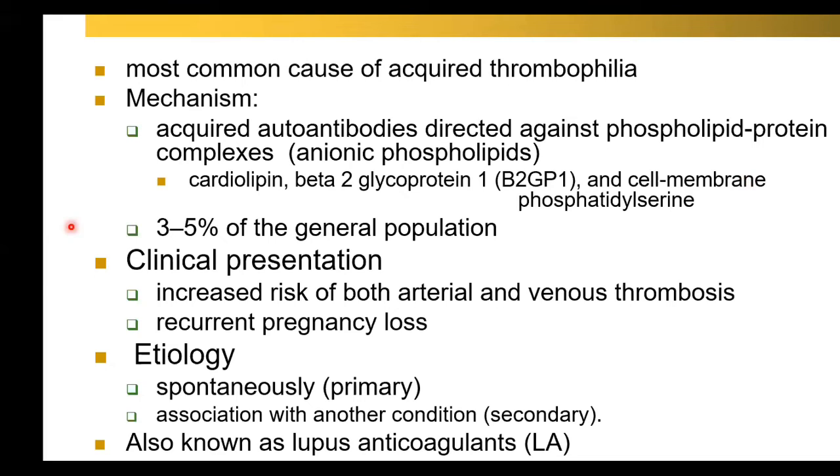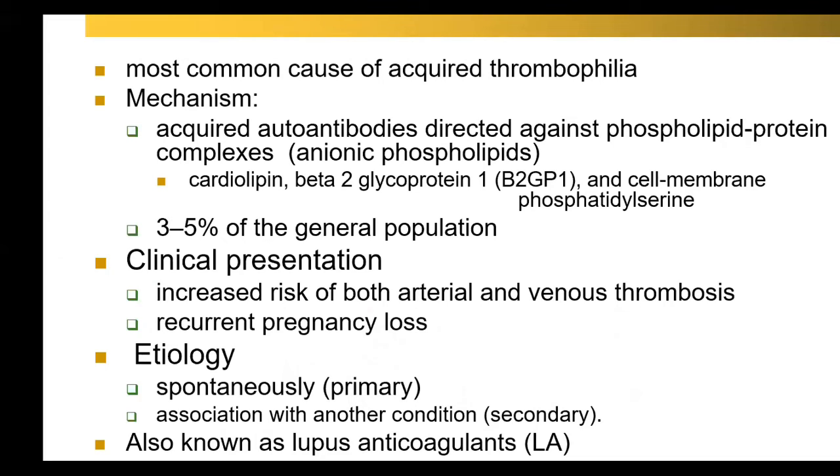Clinical presentation: it can cause both arterial and venous thrombosis and recurrent pregnancy loss. It can be primary, where the underlying etiology may not be found, or it can be associated with other conditions like SLE, etc. These antibodies are also known as lupus anticoagulant.